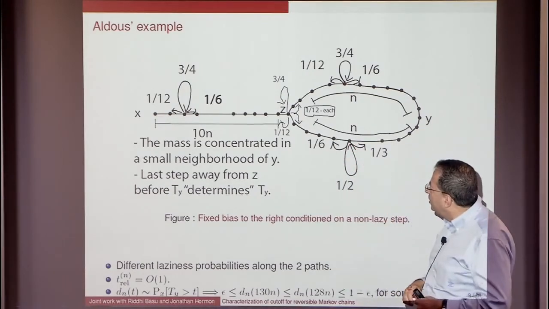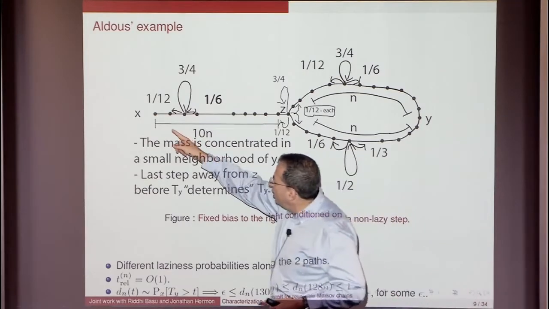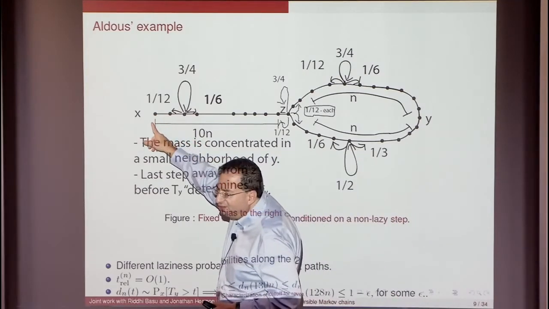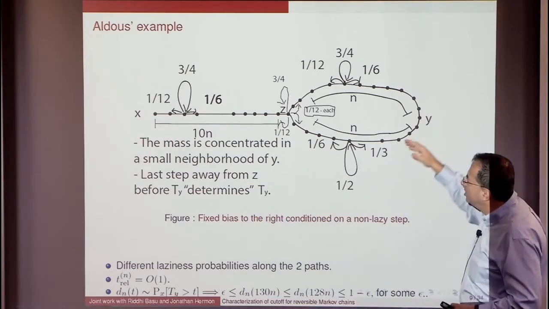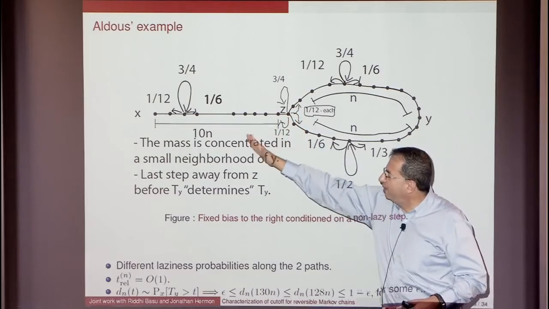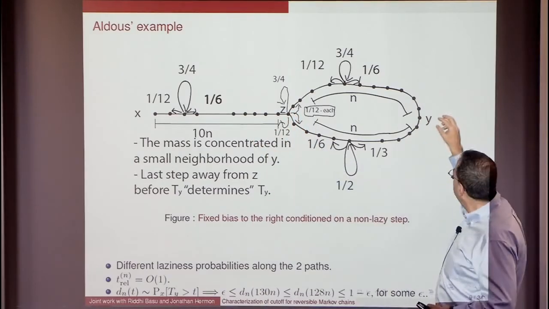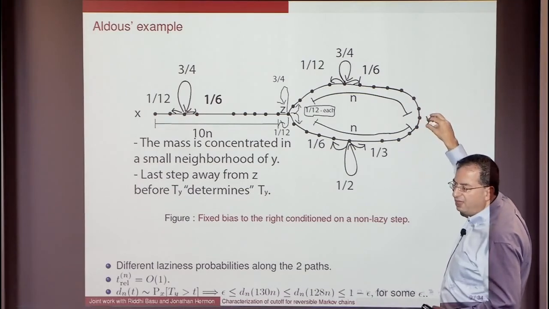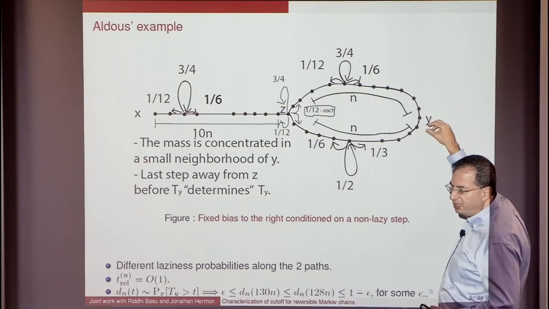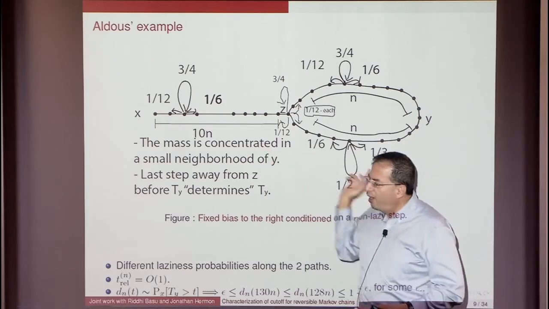So if you look at this chain, how is it behaving? So it's easy to see. This is the worst point to mix, and almost all the stationary distribution grows exponentially as you move from left to right. So almost all the stationary distribution is in a small neighborhood of this vertex. And the mixing time is very well approximated by just the time to go from x to y.